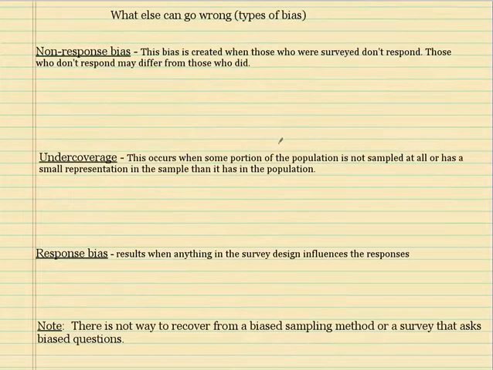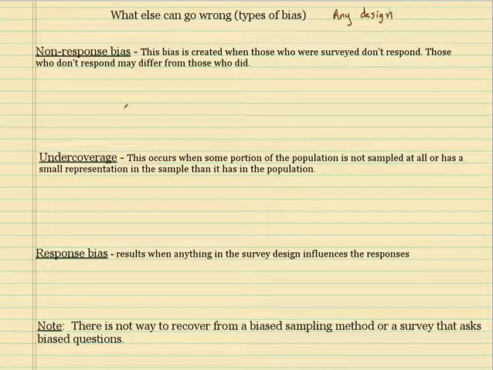Okay, let's go to some types of bias. Here are some types of bias that could go wrong with any sample. This could be any design. These could happen with any design, whether good or bad. So non-response. This bias is created when those who were surveyed don't respond. Those who don't respond may differ from those who did.